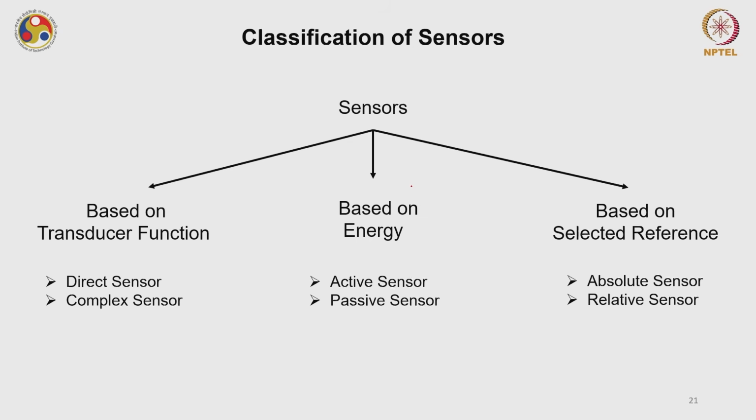This classification that we are seeing right now is based on three things: based on transduction function, based on energy, and based on selected reference. Based on transduction principle, I can have a direct sensor and a complex sensor. Based on the energy used by the sensor, I can have an active sensor and a passive sensor. And based on the selected reference, usually I have an absolute and a relative sensor. We'll see them one by one.